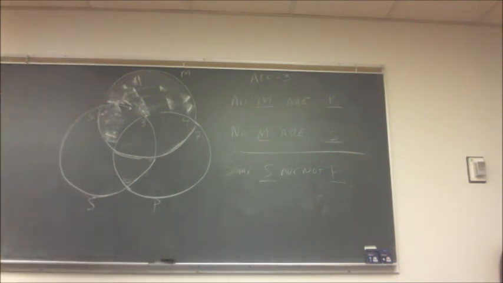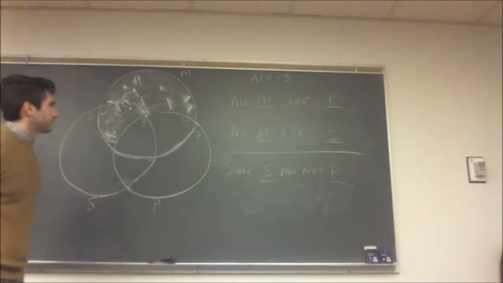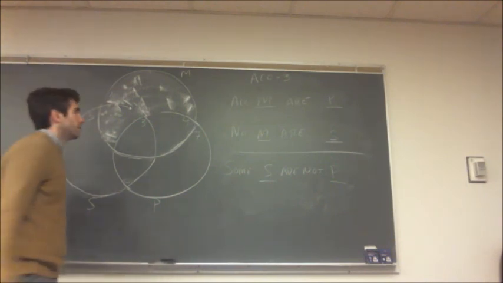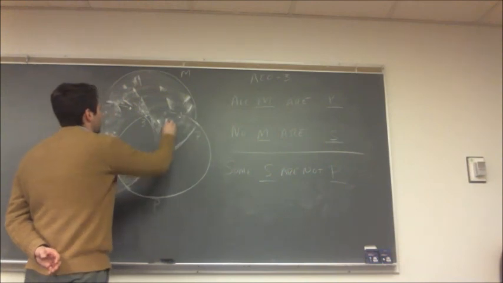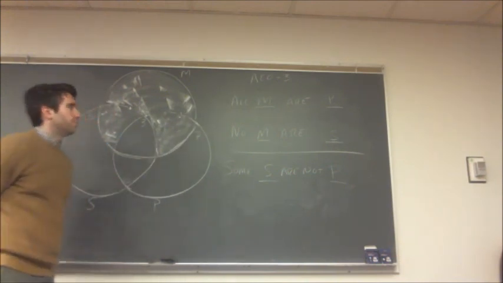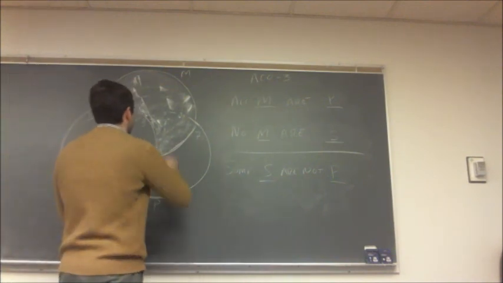Second premise, no M are S. What we want to do is shade to show that nothing that's an M is an S. Right? So we're going to have to shade in 4. Okay, because these are things that would be M and S.